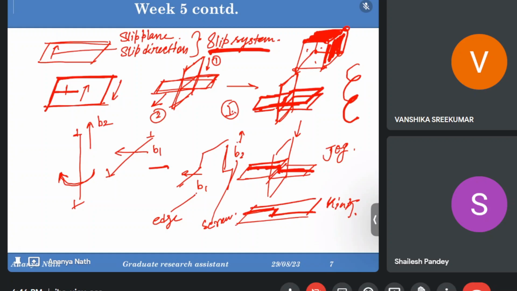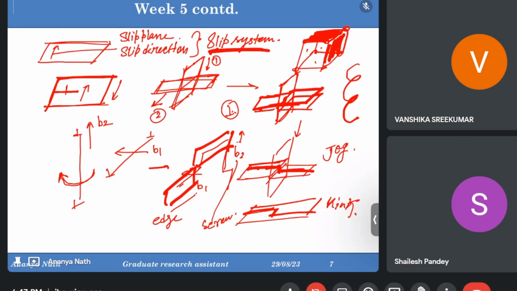So now you can see in the first one, the edge one, from this picture you cannot determine, because from this picture it looks like both the things have shifted by one plane, but it's actually not true. For edge it has shifted by one plane. Before it was moving through this plane, but now it is moving through this plane. The plane is different now, so it will be called a jog.